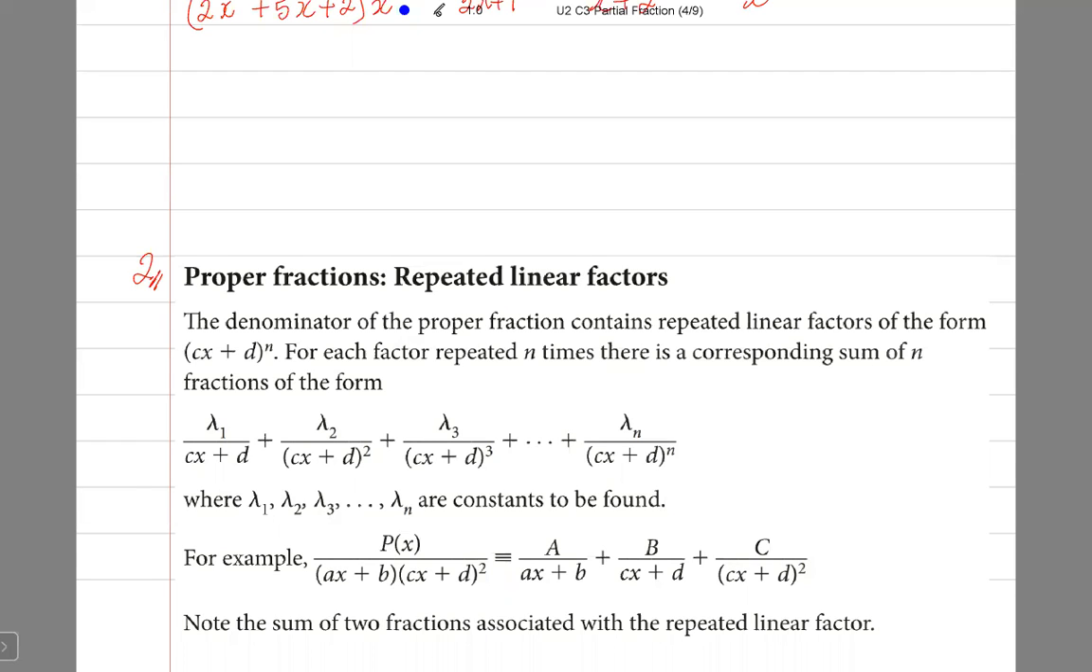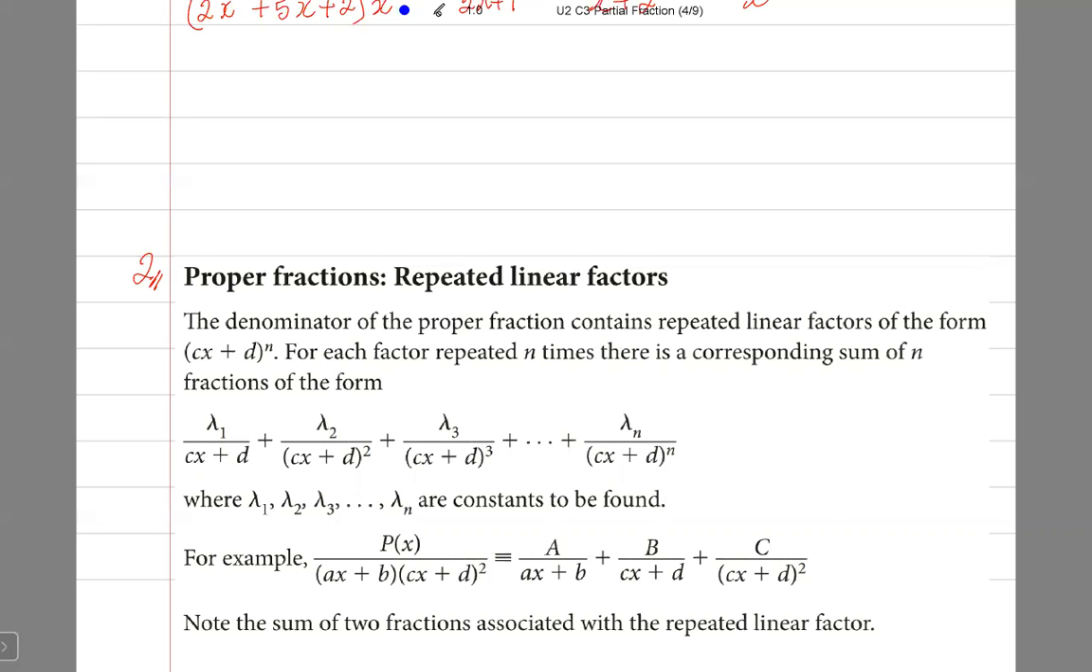plus d to the nth power. For each factor repeated n times, there is a corresponding sum of n fractions of the form lambda 1 over cx plus d, plus lambda 2 over cx plus d squared, plus lambda 3 over cx plus d cubed, plus lambda n over cx plus d to the nth power, where lambda 1, lambda 2, lambda 3, and lambda n are constants to be found.